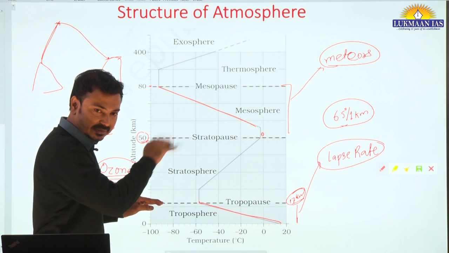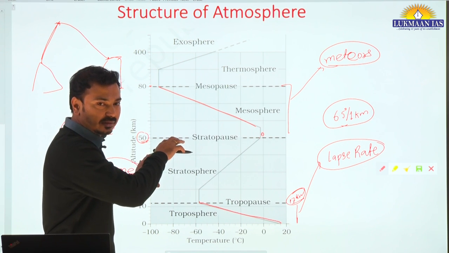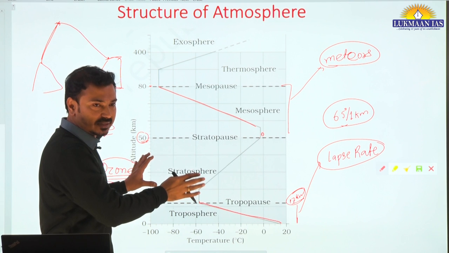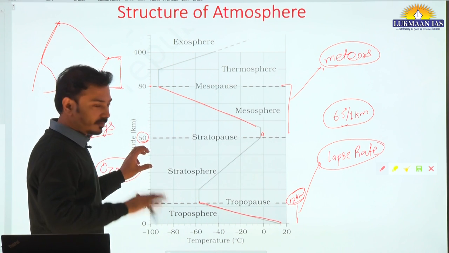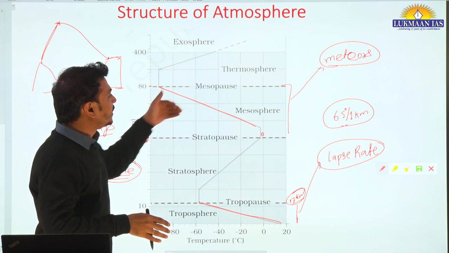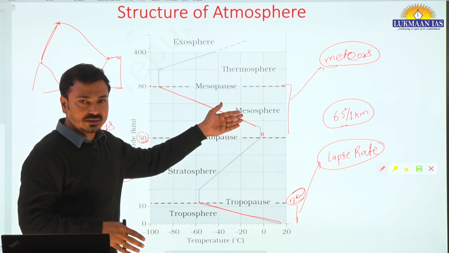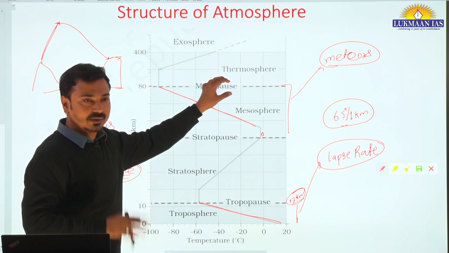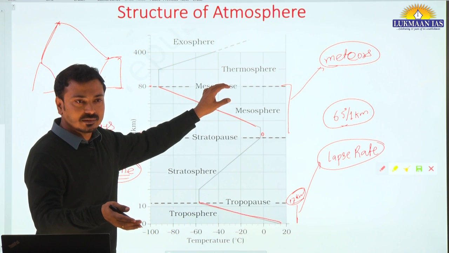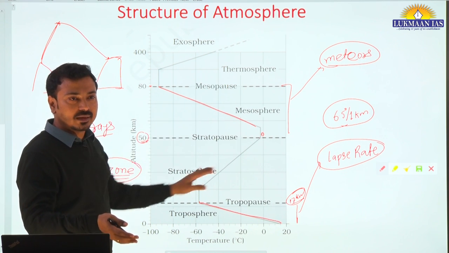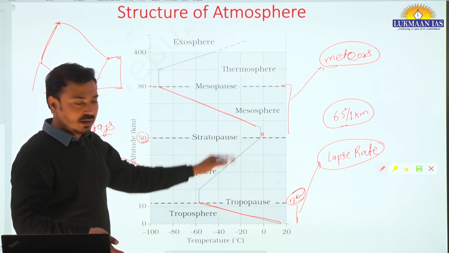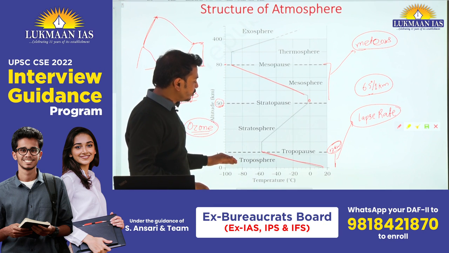You need to know the thickness, the temperature differences, how they are increasing or decreasing and why they are increasing or decreasing, and the economic and human significance, like the stratosphere as a protective layer, or the mesosphere as a protective layer where meteors are getting burned, or this ionosphere for communication purpose. Question jo bhi aayega wo isi se ghoom aayega.